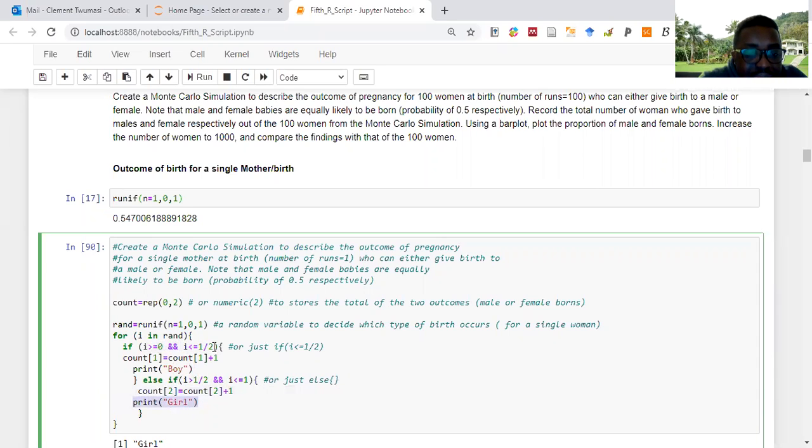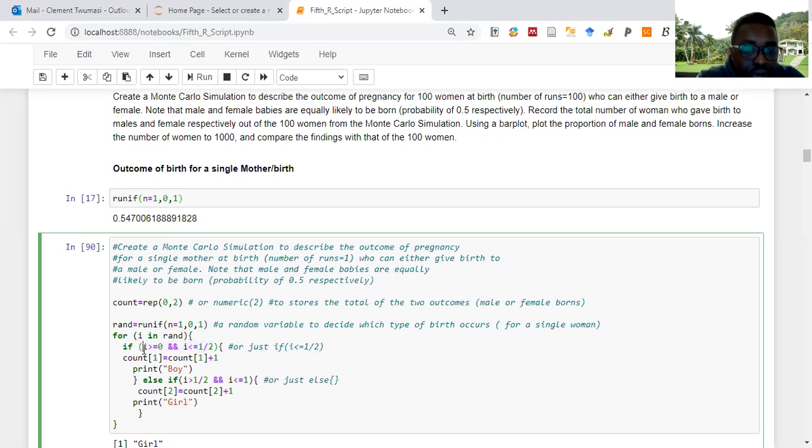So you realize that I needed to use a random generator and decide with what probability each event occurs. With this one, I could have just used if i is less than or equal to half, and it will still give me the same results. The reason why I brought this one was just to show you how you can write more than one condition at the same time.